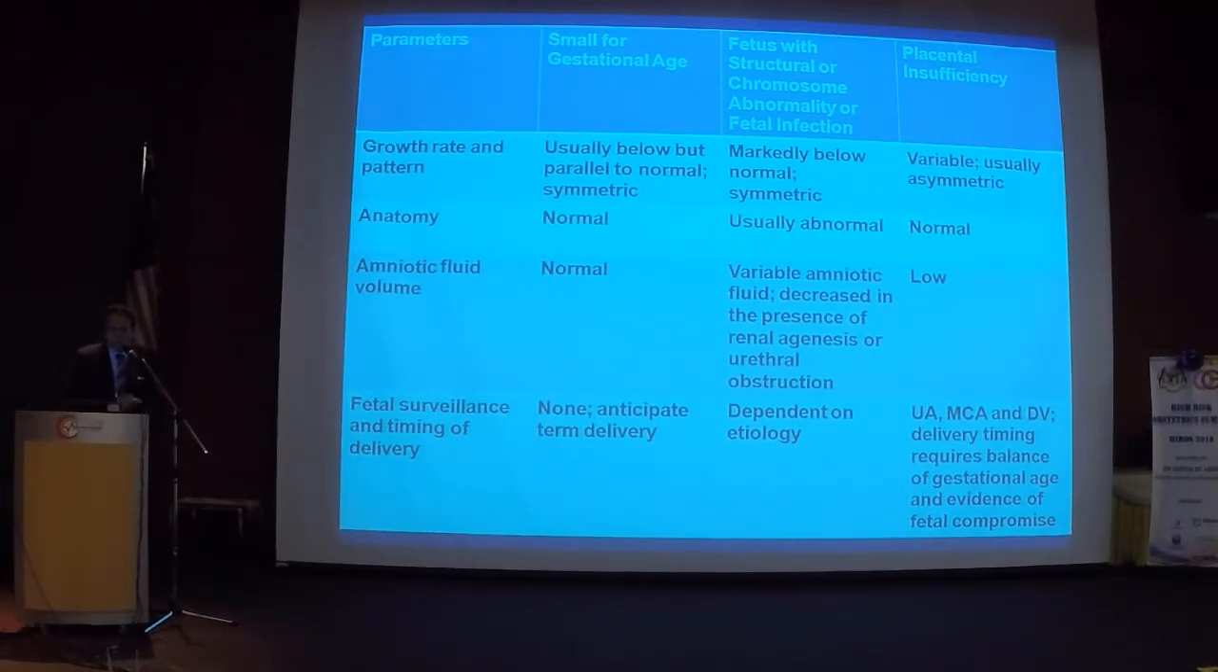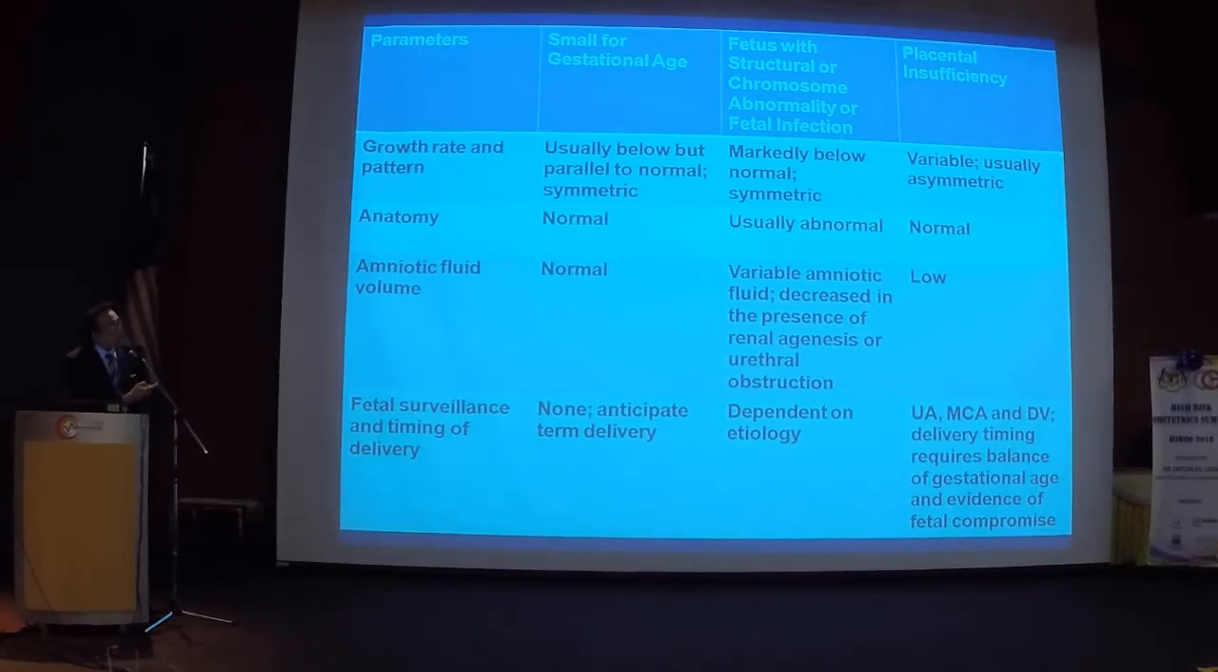Anatomy is normal, amniotic fluid is normal, and for this patient we need to do continuous surveillance. There's nothing wrong with the baby really. The baby is only small. You can continue to term and deliver them at term. But ensure the mother monitors the baby as well. They must put them on a fetal kick chart and so on.